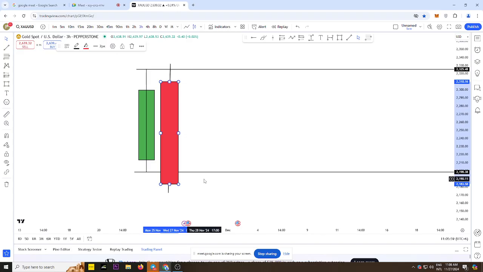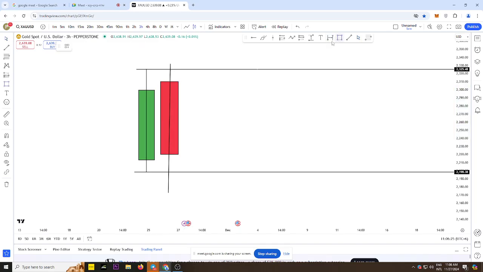Now, the second part is coming. The second part is, if the low is not broken out by the body of this particular candle, my question is, can I call it an engulfing? No. Why? Because the body breakout has not happened, isn't it? It has just reached.